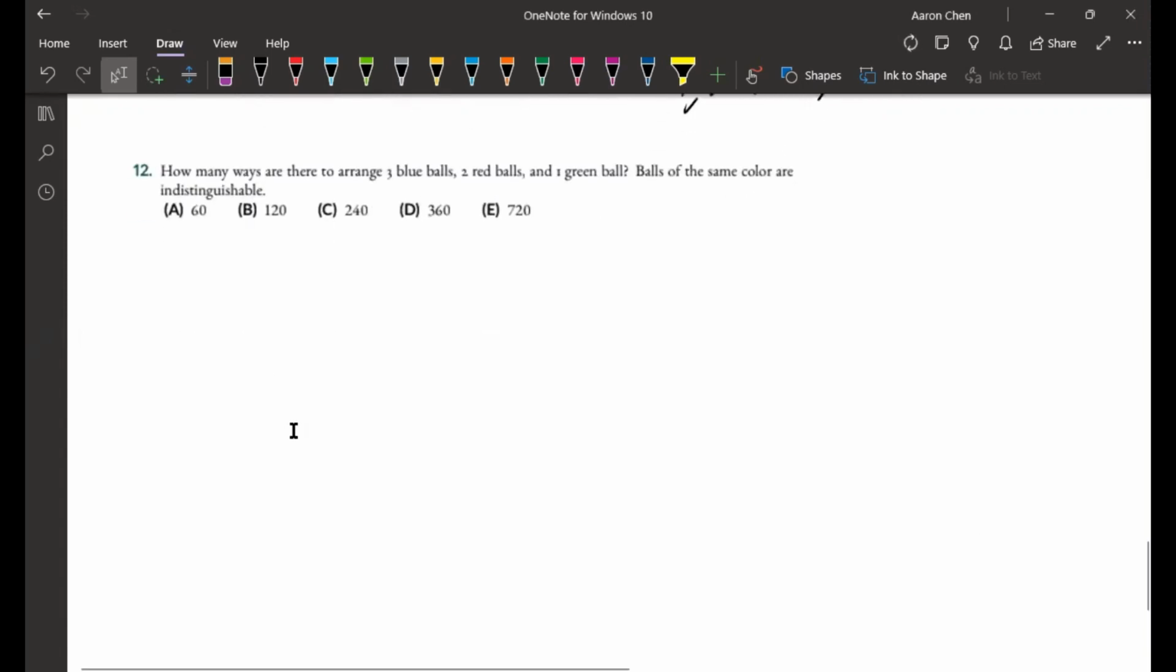Okay, yeah, so with that said, let's move on to number 12. So we have 3 blue balls, 2 red balls, and 1 green ball. And we want to find the number of ways to arrange them. And balls of the same color are indistinguishable.